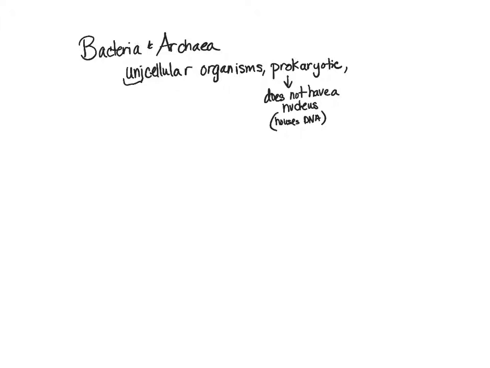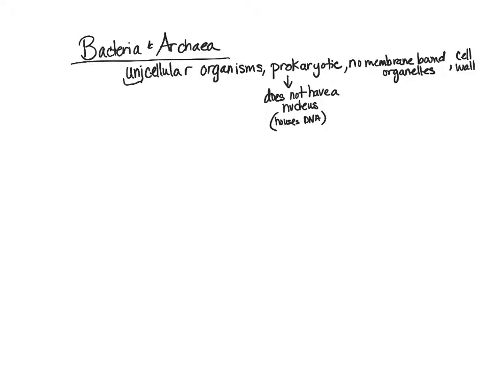So they have no nucleus, and they have no membrane-bound organelles. We're going to talk a lot more about the membrane-bound organelles that we find in our eukaryotic cells. And one of the things that we mentioned already is the cell wall. We find a cell wall in both bacteria and archaea, and that's something that we don't find in our eukaryotic cells or our animal cells.